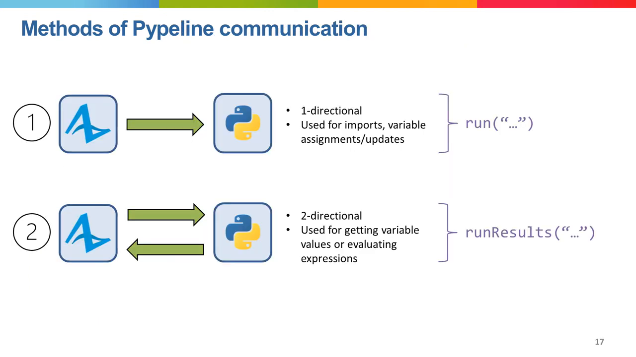With interactive execution, there's two methods of communication that Pypeline provides. The first is for uni or one-directional statements. This is used to send data to Python with no expected return. It's used for things like import statements, variable assignments, or updates. This type of execution is called via the run function. The second is for bi or two-directional statements. This is used to again send some data to Python, but it has some expected return value. It's used when you want to get variable values and evaluate expressions. This type of execution is called via the runResults function.